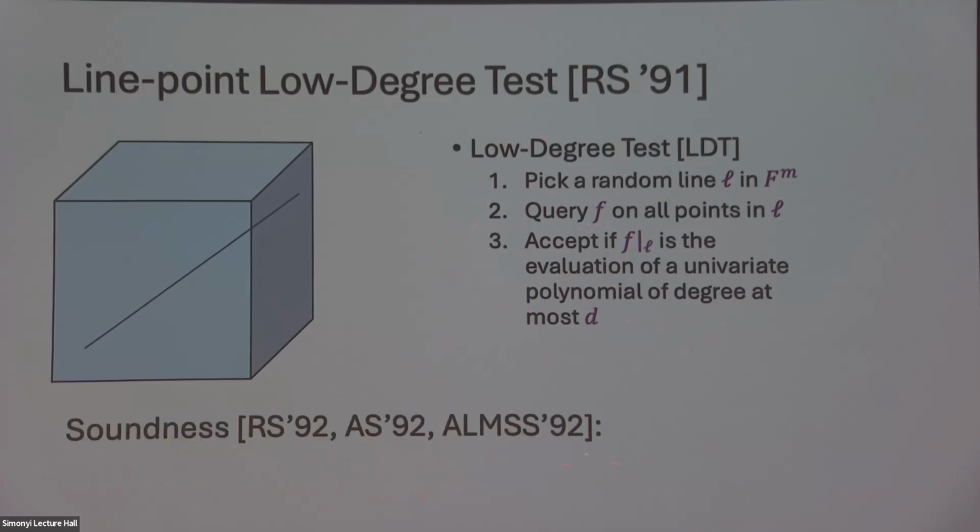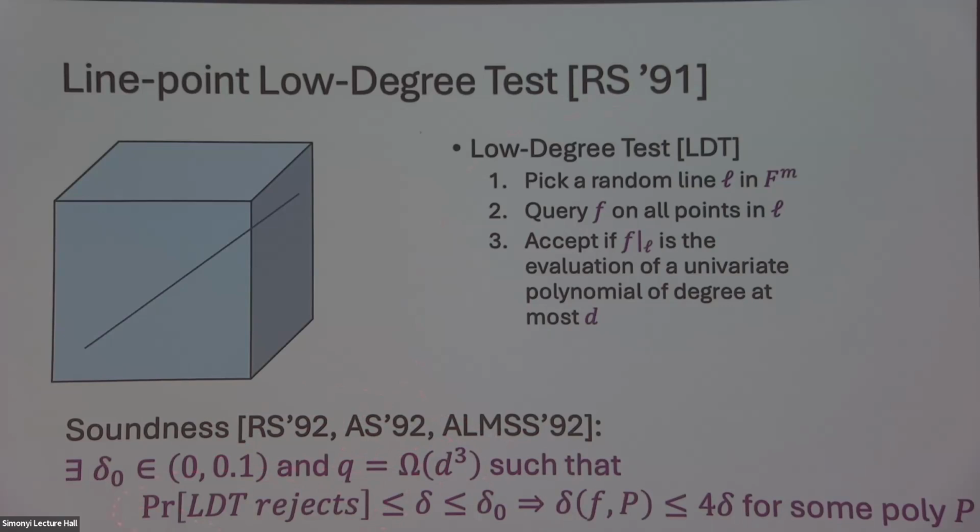In fact, very soon after Rubinfeld and Sudan, there were follow-ups by Arora and Safra and Arora, Motwani, Sudan and Szegedy. If you notice, these are the papers corresponding to the PCP theorem. They proved the following very strong soundness statement. They showed that there is some delta, let's say 0.1, such that for all fields of size at least cubic in the degree, the following holds. If the probability that the low degree test rejects is at most delta, at most 0.1, then f is in Hamming distance very close to some polynomial p of degree d. So as long as the rejection probability is not too large, the only reason the rejection probability is small is because the function actually looks like an honest to God low degree polynomial.